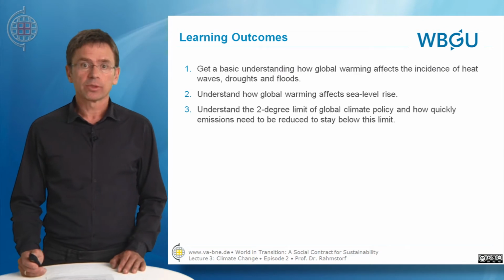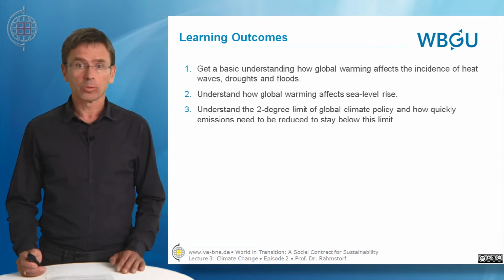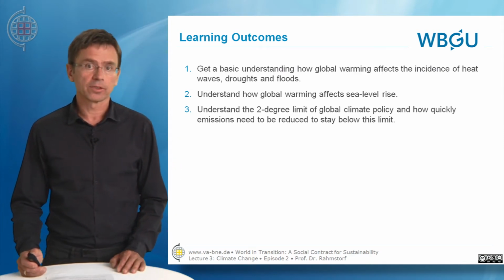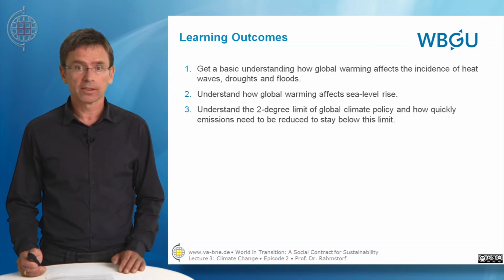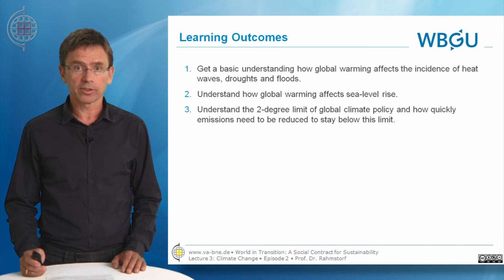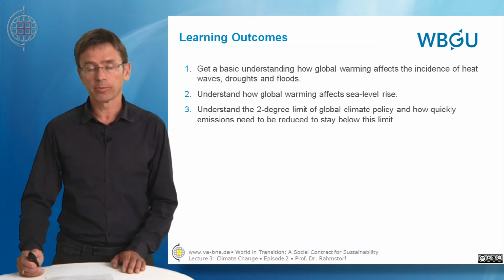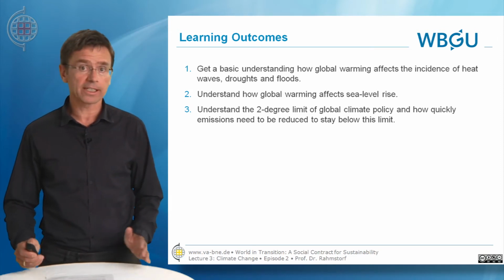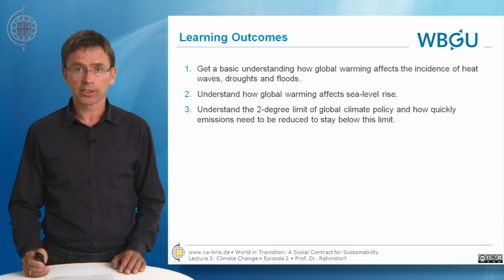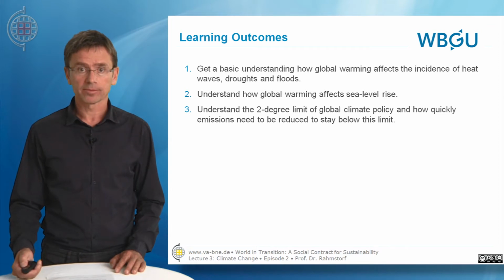In this lecture you will get a basic understanding of how global warming affects the incidence of heat waves, droughts and floods. You will understand how global warming affects sea level, and you will understand the 2 degrees limit of global climate policy and by how quickly we need to reduce our emissions of greenhouse gases in order to stay below that magic 2-degree policy level.